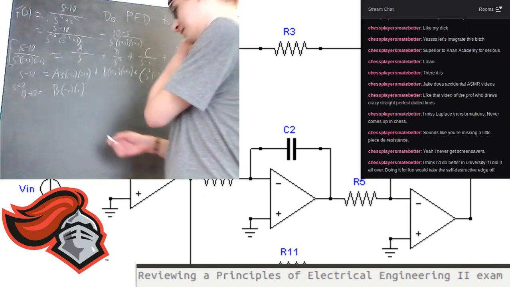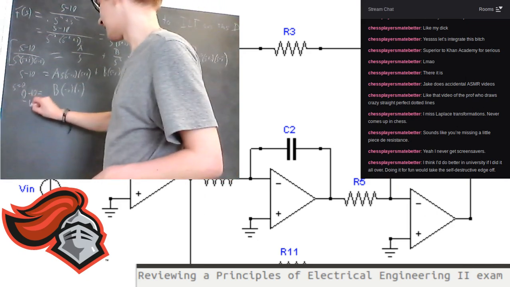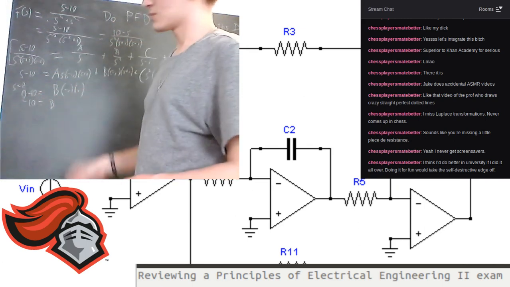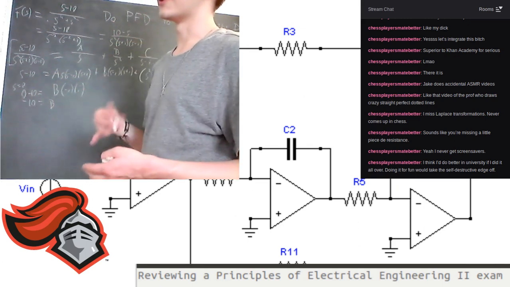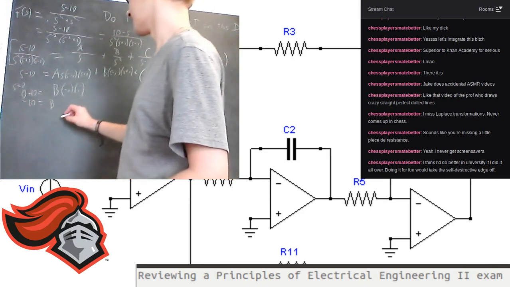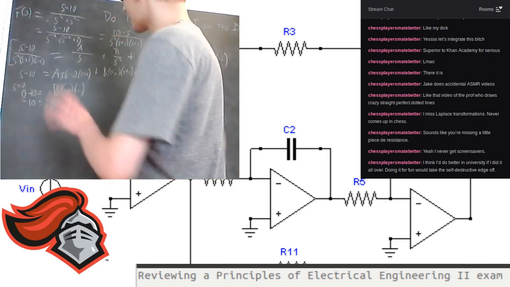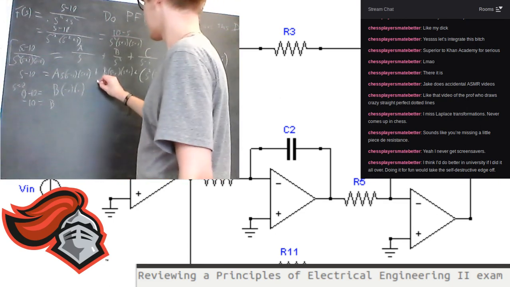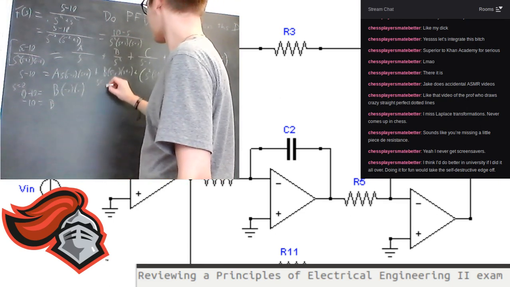So we have negative 10 equals b times negative i times positive i. i times i is negative 1. We negate that, so it's 1. So we get negative 10 equals b. Cool. Next step, we'll take s equals i.